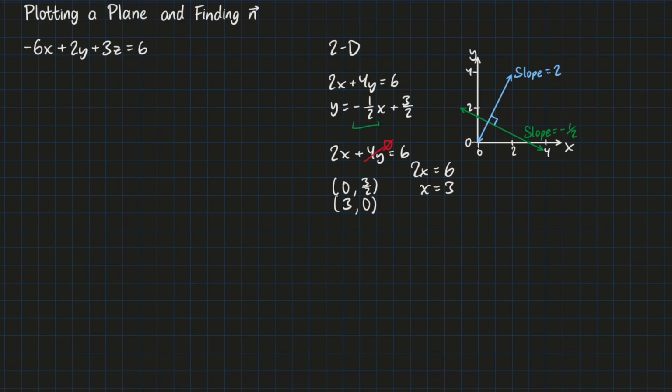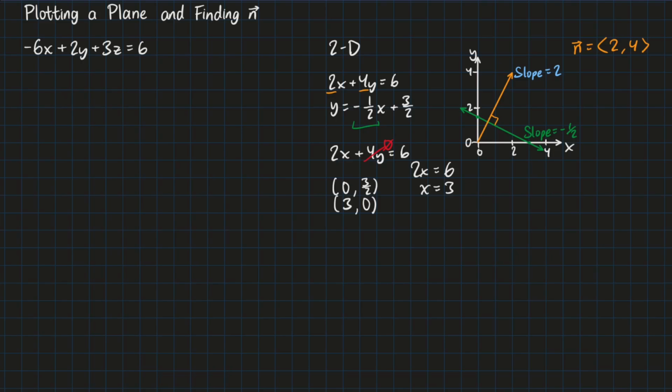Now let me show you something interesting, and this is how we get our normal vector. So I'll go ahead and remove this for now. If we take a look at the coefficients of our equation in standard form, we have a 2 in front of the x and a 4 in front of the y. That is actually just our normal vector. If we start at the origin 0, 0, and go 2 to the right and 4 up, you'll notice that this vector is also perpendicular to the green line.